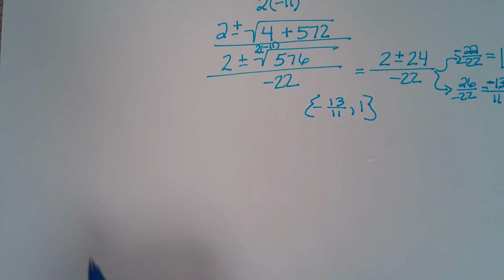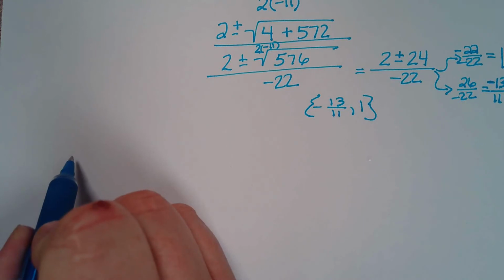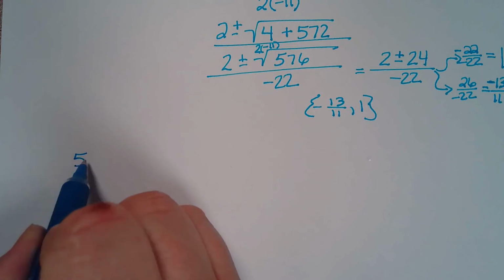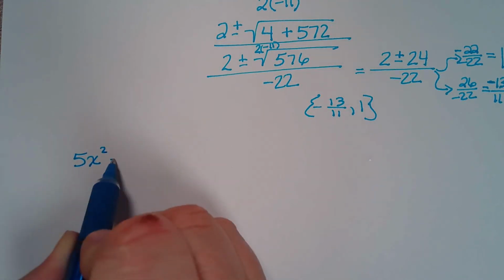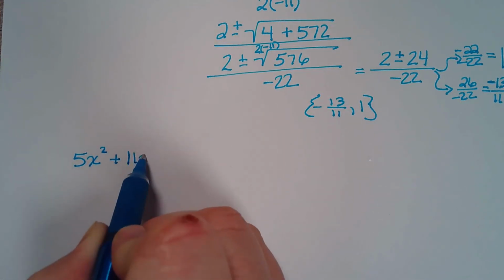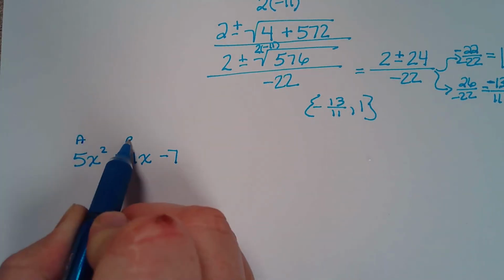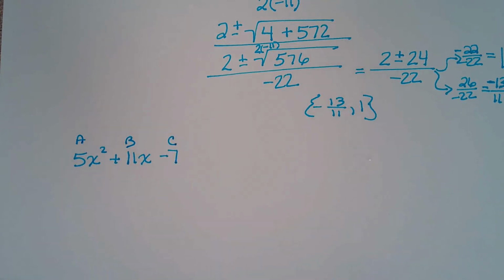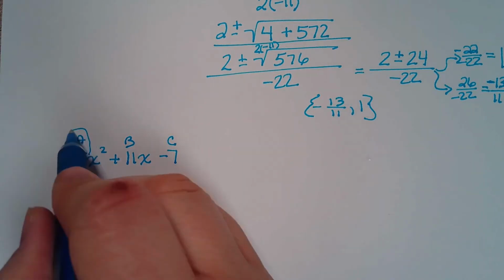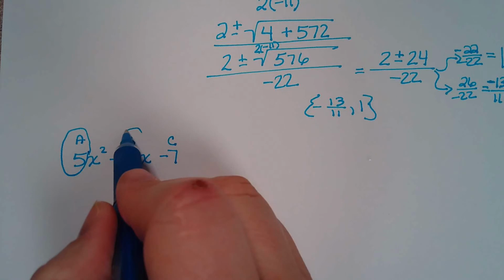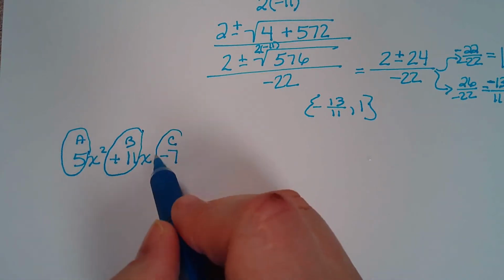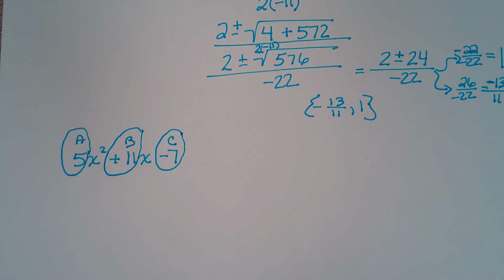All right, so let's say we have 5x squared plus 11x minus 7. Once again, A, B, and C. So I'm going to circle to make sure I got my numbers paired with the right variable, or in this case, location.